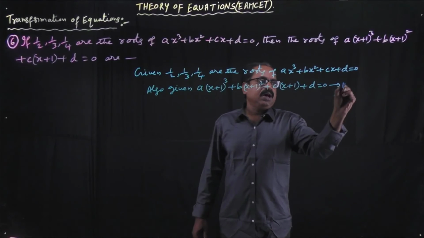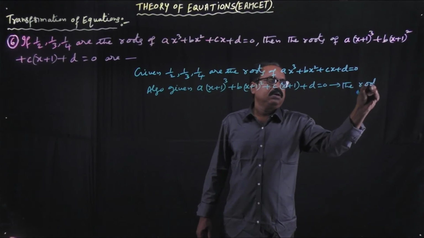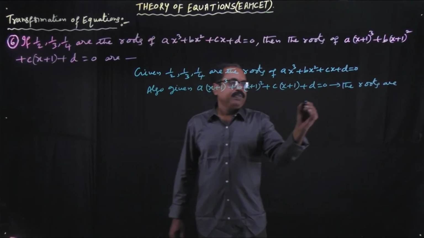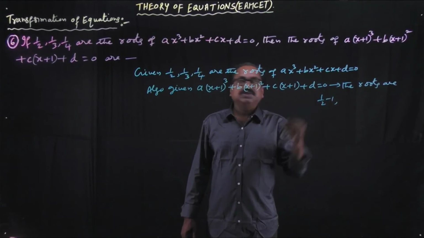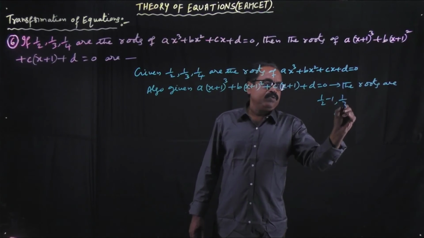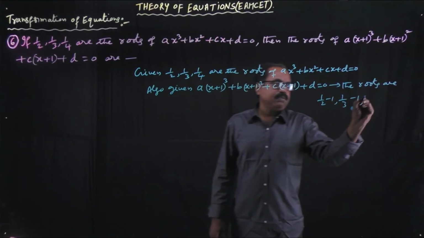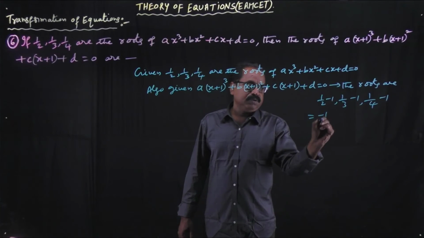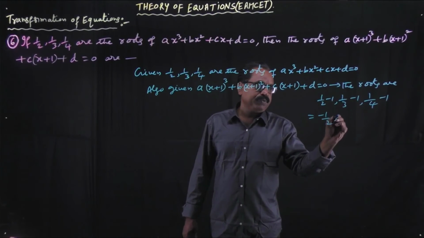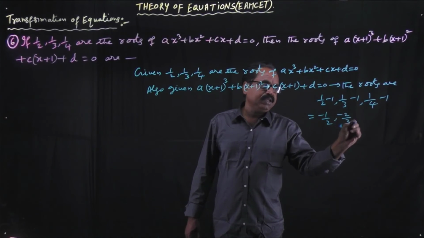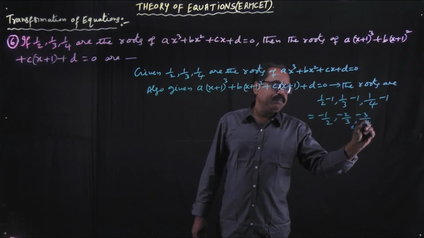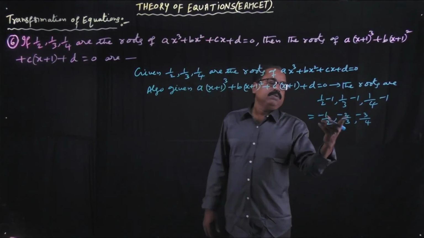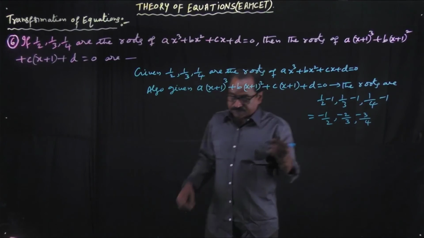Here the roots are 1 by 2 minus 1, comma, 1 by 3 minus 1, comma, 1 by 4 minus 1, that is equal to minus 1 by 2, minus 2 by 3, minus 3 by 4. So the roots are minus 1 by 2, minus 2 by 3 and minus 3 by 4.